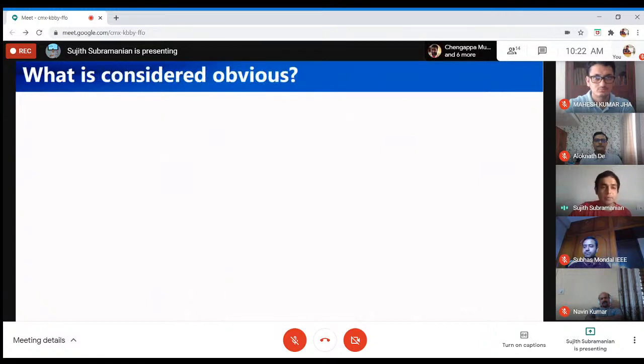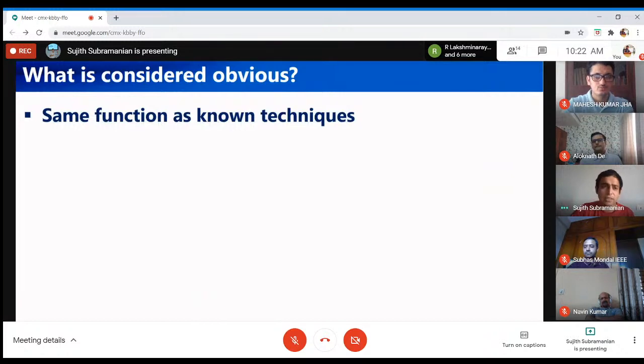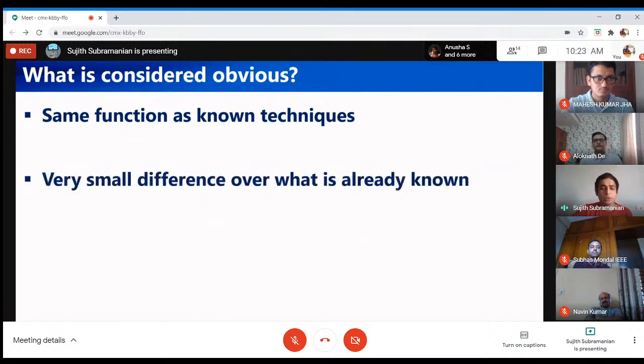Now, we saw in the earlier slide, what is obviousness? Obviousness is an important criteria for patentability. If your idea is performing almost the same function as what is already known, then the idea is considered as obvious. Which means what? It is the same output, you have the same input and the same output is achieved with no significant increase in efficiency or speed, then it will be considered as obvious. There is very small difference over what is already known. If you are only adding a small step, what can be referred to as very micro incremental, then also the idea may be considered as obvious.